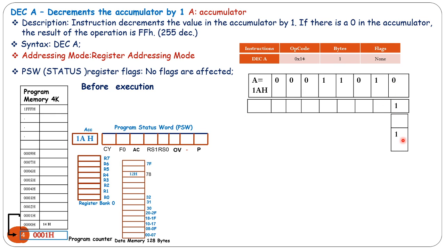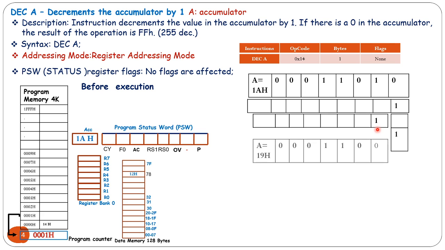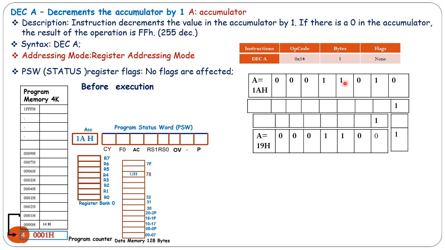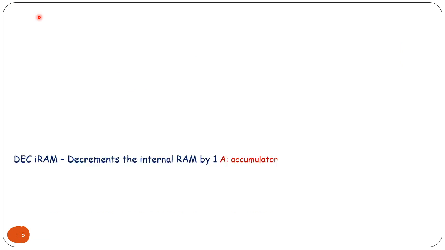So 0 minus 1 will be 1, and borrow will be 1, 1 minus 1 is 0, and again this remains as it is. So this is nothing but 1001, that is 9, and 0001 means 1. So after execution, the content of accumulator will be 19H. So this is the content of accumulator, that is 19H, when the decrement A instruction is executed.